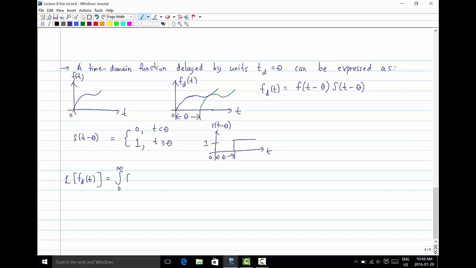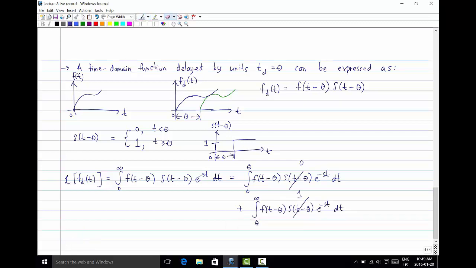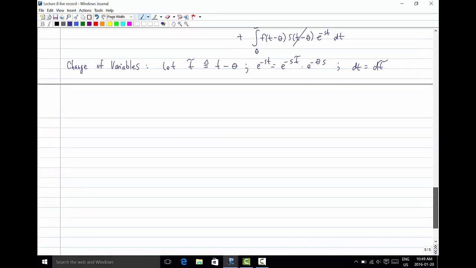just to ensure that all values of the function before theta is 0. We take the Laplace transform of this delayed function fd(t) by separating the two integrals from 0 to theta and theta to infinity. We notice that we must use the change of variables in order to deal with the term t minus theta. The first term in the integral can be expressed as a function of t tilde, the change of variables, and we easily evaluate the Laplace transform to be e to the negative theta s times the original Laplace transform F(s).